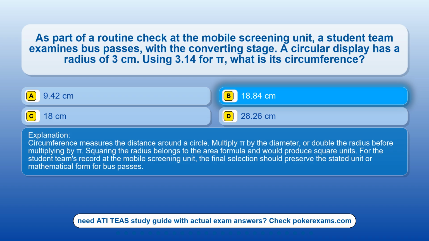Circumference measures the distance around a circle. Multiply pi by the diameter, or double the radius before multiplying by pi. Squaring the radius belongs to the area formula and would produce square units. For the student team's record at the mobile screening unit, the final selection should preserve the stated unit or mathematical form for bus passes. Question 12.